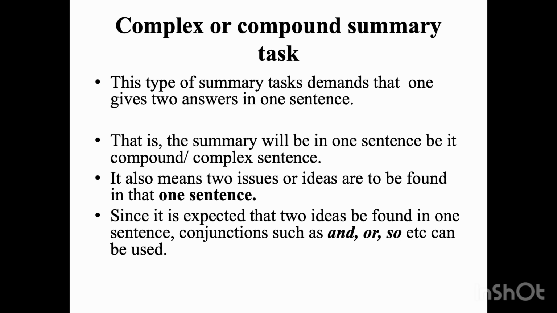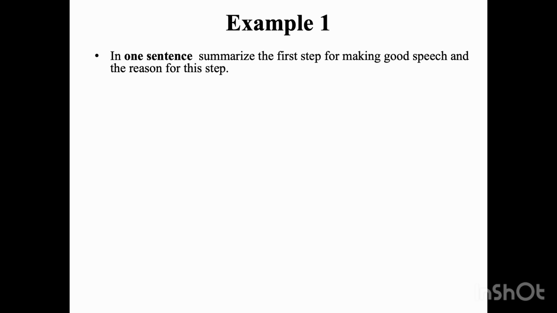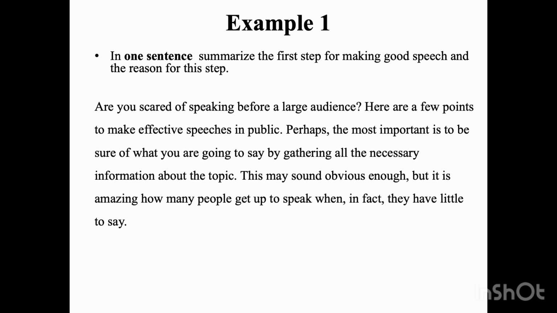So example 1, in one sentence, summarize the first step for making good speech and the reason for the step. So it is one sentence, but the first thing you are looking at is the step, the first step for making good speech. That is one sentence. And if it had ended there, that would have qualified to be a simple summary text. But then it goes on to say, and the reason for this step, meaning you need to add extra information, which happens to be the reason, and another sentence or point on its own, but you are expected to put both in one sentence.